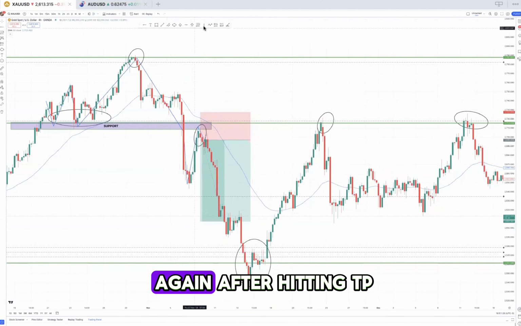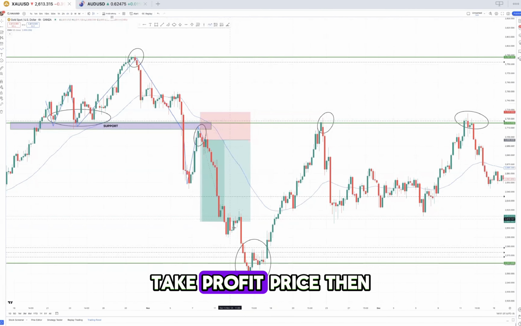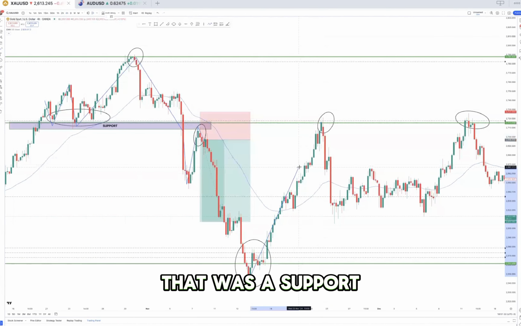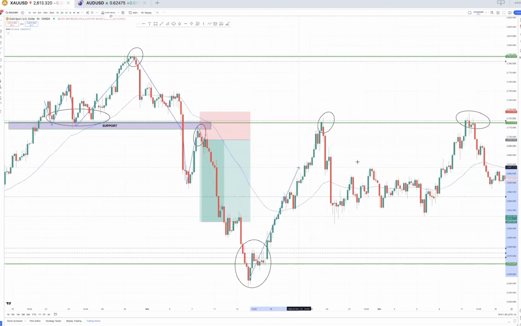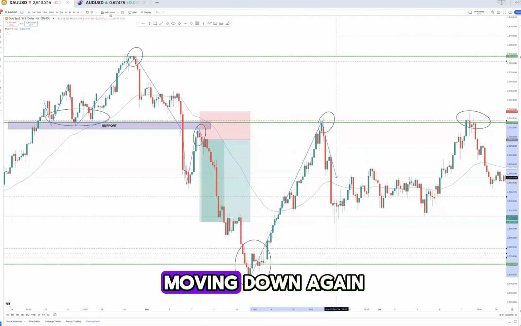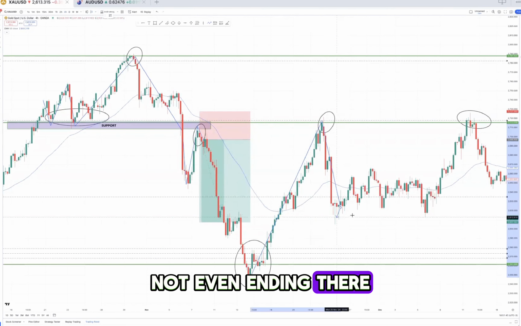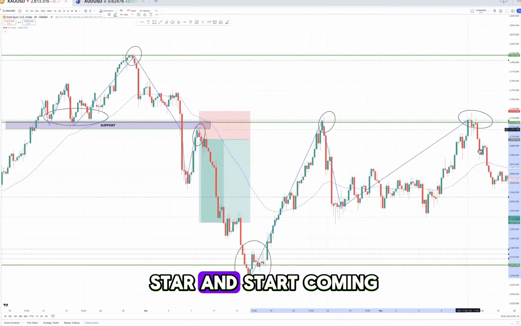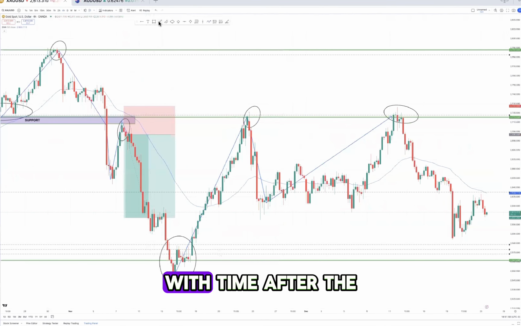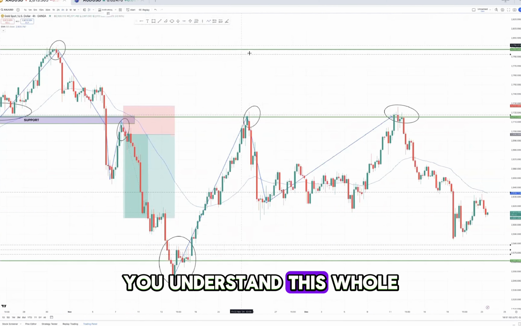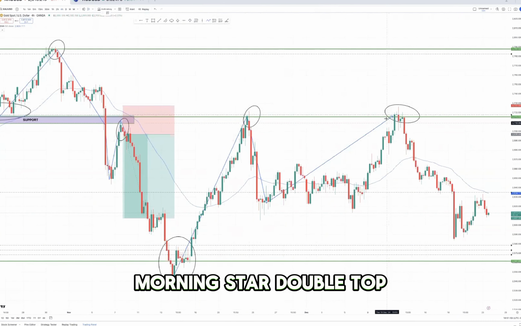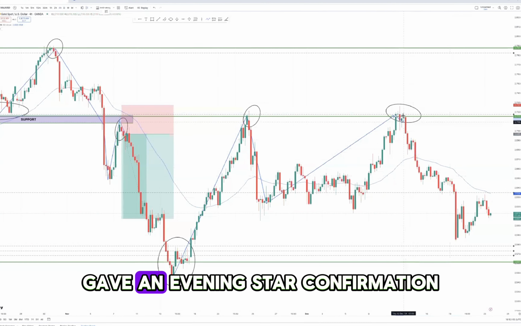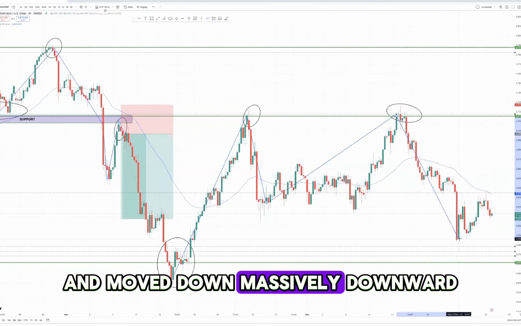Price came back again after hitting TP, take profit. Price came back again, still tapped on the zone. You can see now how this zone that was a support has now turned a resistance. Price came back again, tapped it, and started moving down again. Not even ending there, it still came back again, tapped this area, gave this nice evening star, and started coming back again. With time, after the next video, you will understand this whole confirmation, evening star, morning star, double top, double bottom that I've been saying. You understand it better. And price came back, gave an evening star confirmation, and moved massively downward.